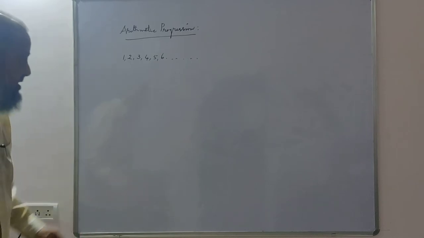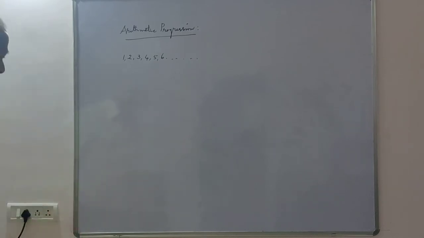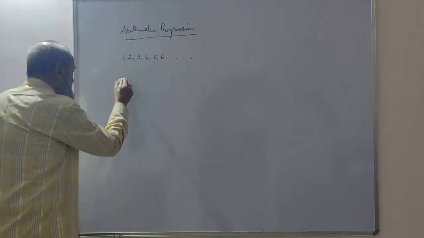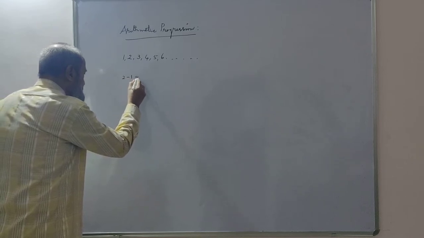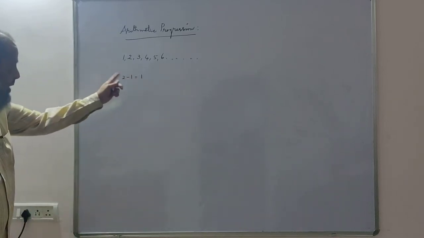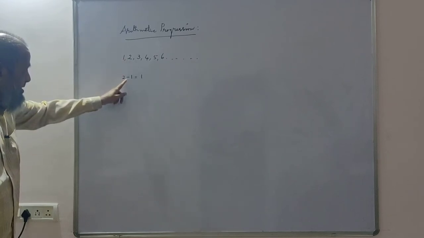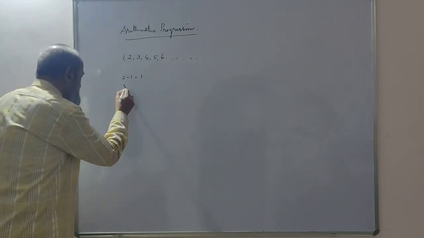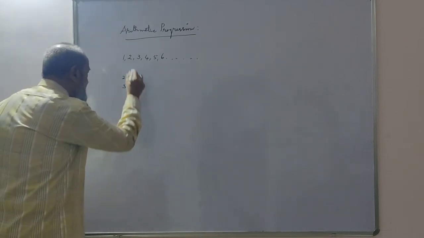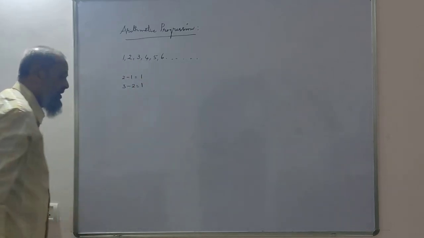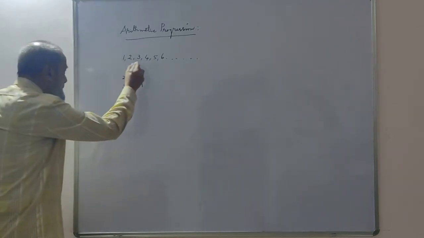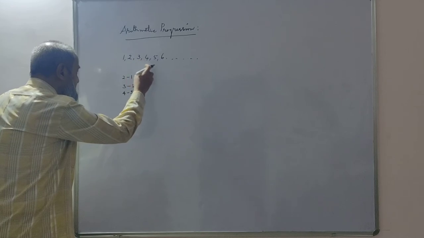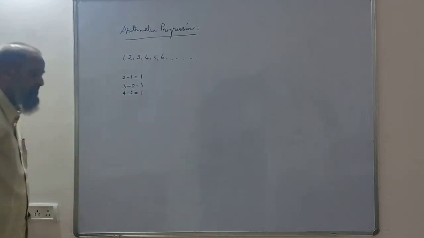Now, what is the meaning of this? Here, there is a pattern. What is the pattern? See, the second number minus the first number, that is 2 minus 1, is 1. That is second number minus first number. The difference between these two is 1. Now you take third and second number, 3 minus 2. If you subtract 2 from 3, you again get a difference of 1. If you subtract 3 from 4, again you get 1. 4 minus 3 is 1. 5 minus 4 is 1. 6 minus 5 is 1.